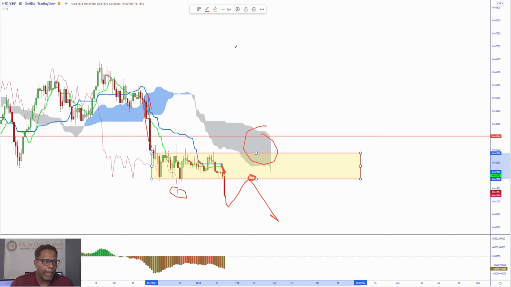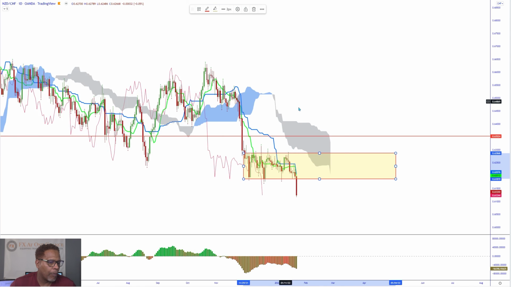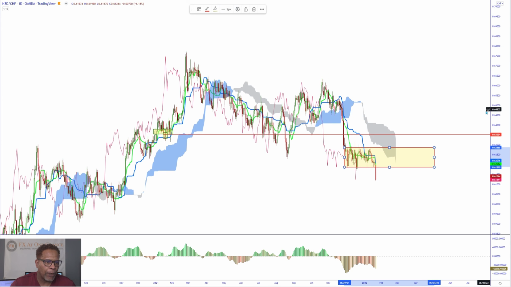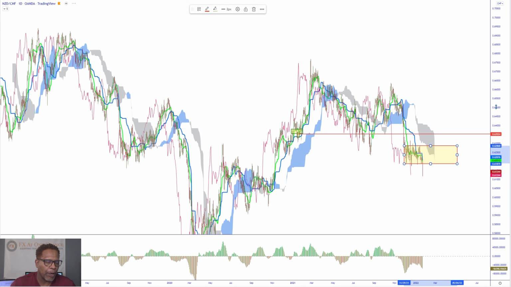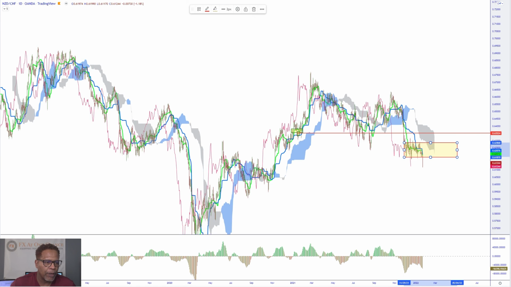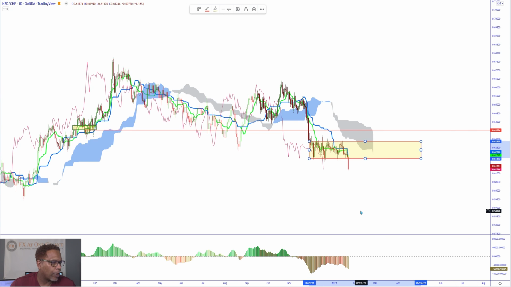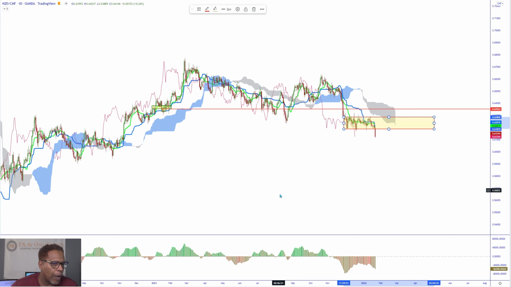All right, so there we go. Let me clear that. And where could we be pushing to? I don't see a clear N wave structure. I'm not going to mark that big N wave. That's too big. Where could we be pushing to? I want to make sure we don't have anything that could really hinder us.